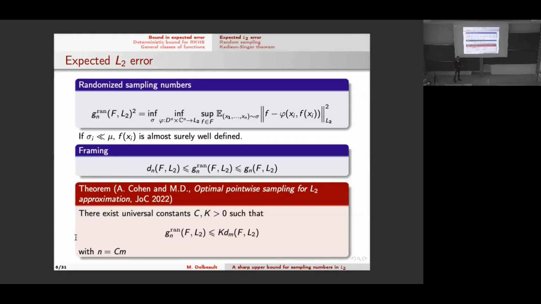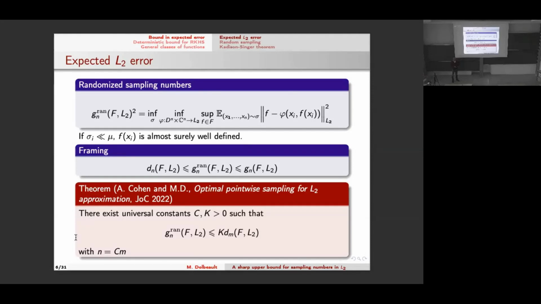Okay, so I recap from the beginning. Here, if I have a bound on these randomized sampling numbers, it will tell me that for any function f in my class, and probably the one I'm interested in, I will have a random sample from which I have a reconstruction algorithm which performs well.